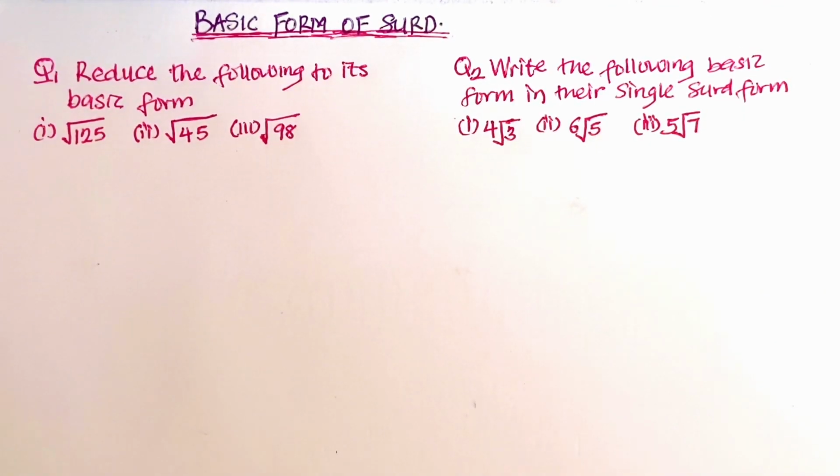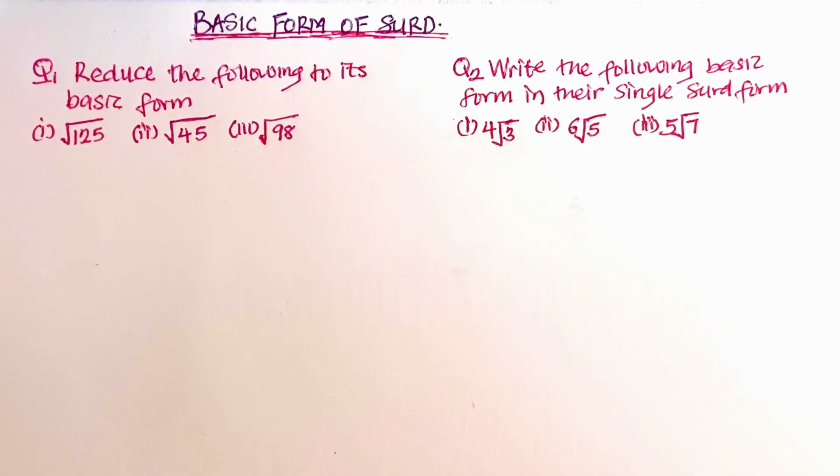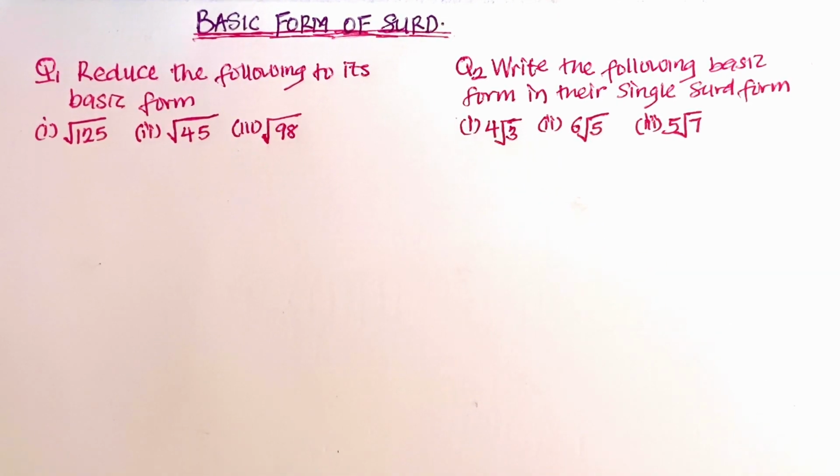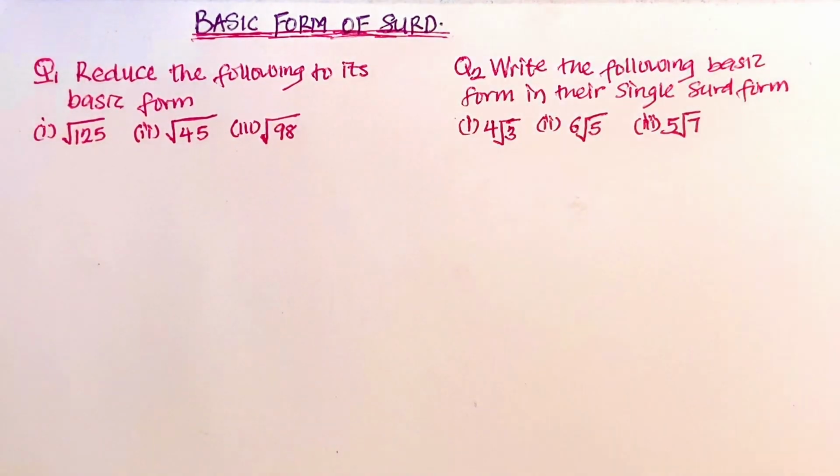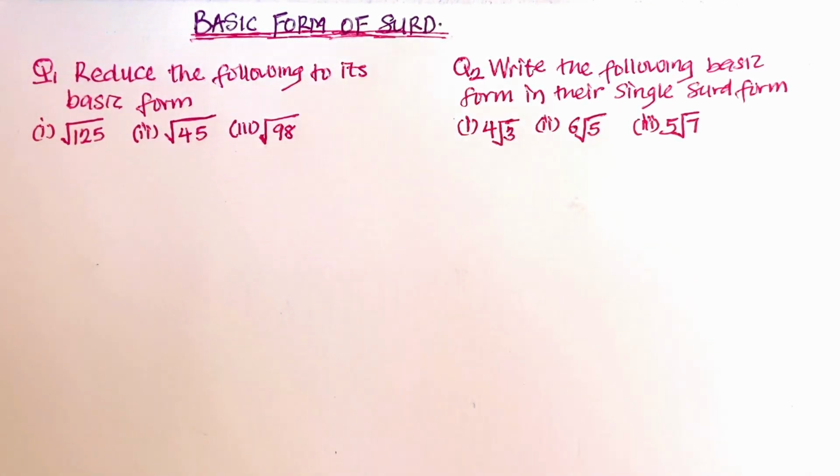Hi friends, in this video we're talking about the basic form of surds. Basically, as far as basic form is concerned, it's just like you are taking a rational number under a square root and reducing it to its simplest form. You are reducing it to its simplest form.